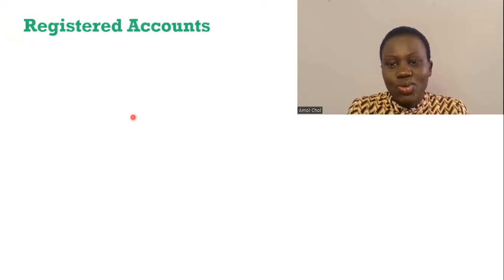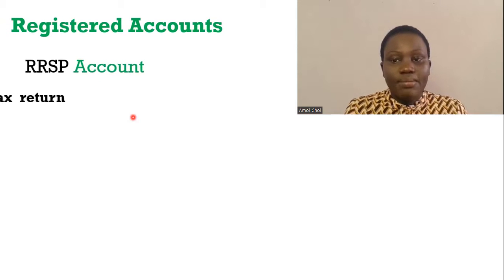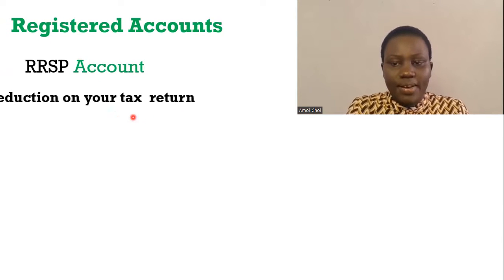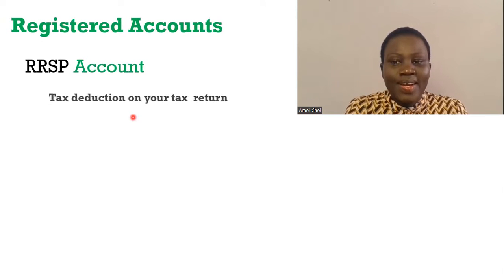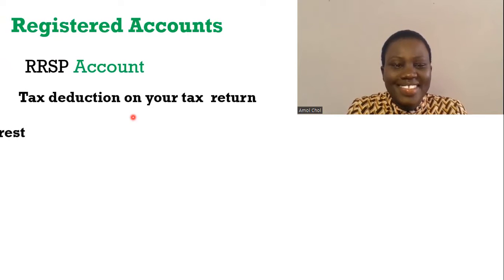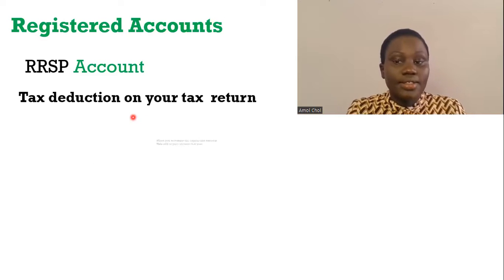So going to the next example of a registered account, it is the RRSP. So the RRSP is a registered account, and it's mostly very good for people who are making more money every year, because this is how they can get back their taxes from the government, right? And if they wish to pay less tax, right? Yes, so it's used as a tax deduction on your tax return.